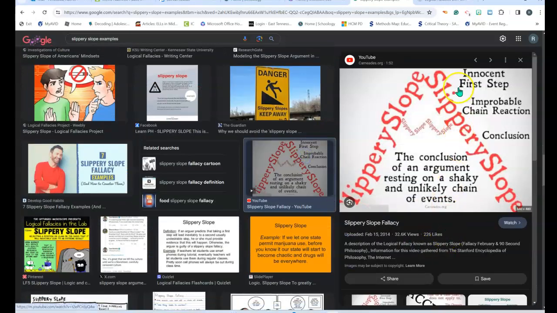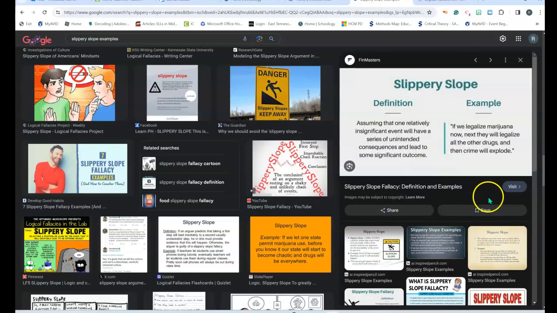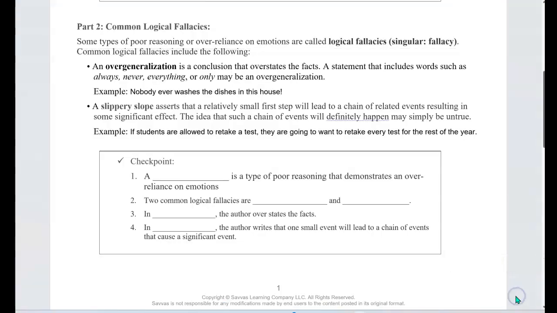This is another good one. Innocent first step, improbable chain reaction to a conclusion. The conclusion of an argument resting on a shaky and unlikely chain of events. Okay, that's a slippery slope. If we legalize marijuana now, next they will legalize all the other drugs and then crime will explode. That is a slippery slope. Just because we do this doesn't mean that's going to happen. All right. That's a good example. All right, so that's a slippery slope.